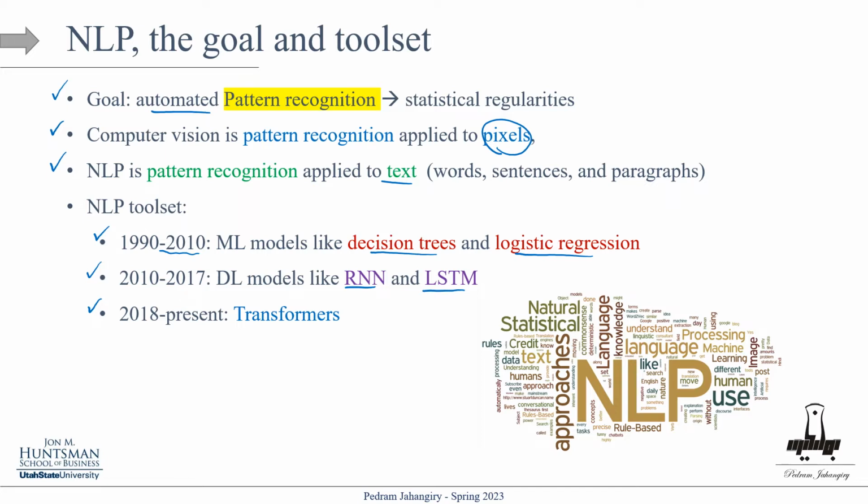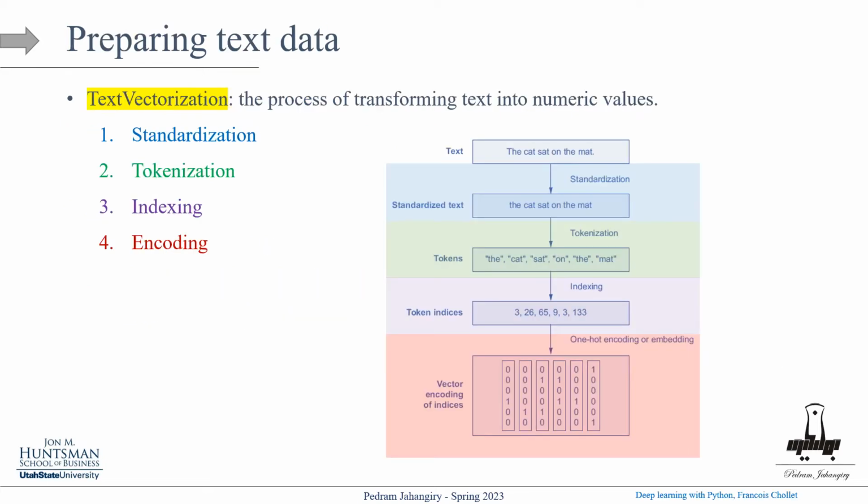Now let's look into the steps of how we prepare text data to pass it to an NLP model. Okay, let's talk about preparing the input data for our natural language processing model. There's this thing called text vectorization, and that's the process of transforming text into numeric values, right? If we can transform the text input values into numeric values, we're done in terms of modeling, because there's nothing new. We have already seen recurrent neural networks.